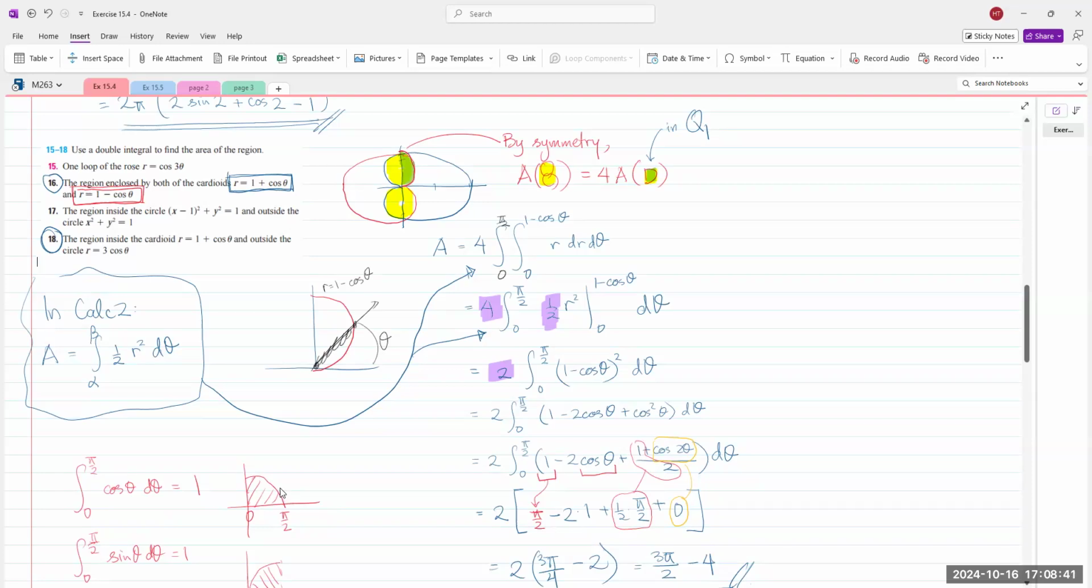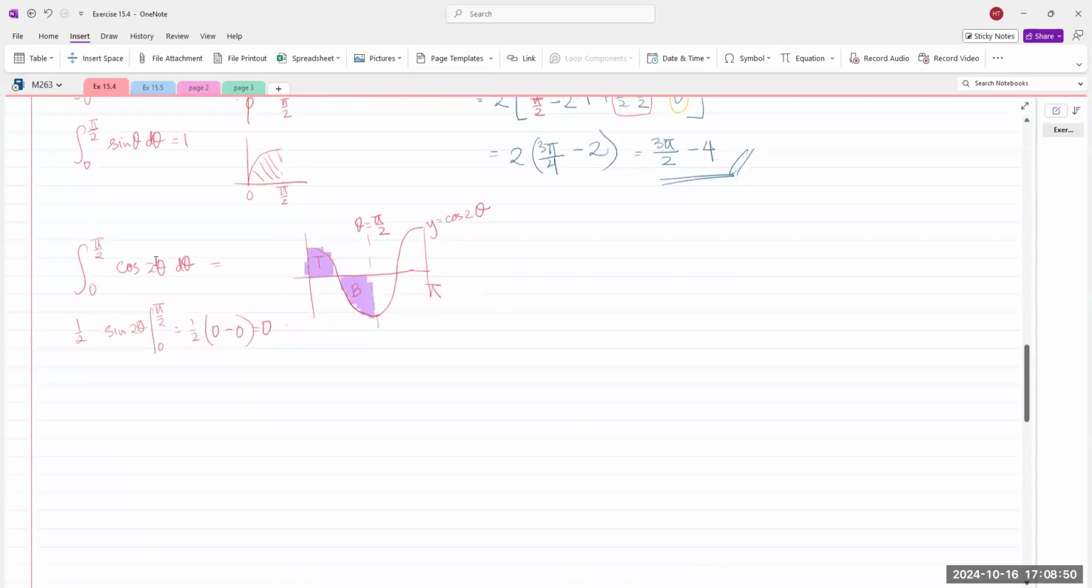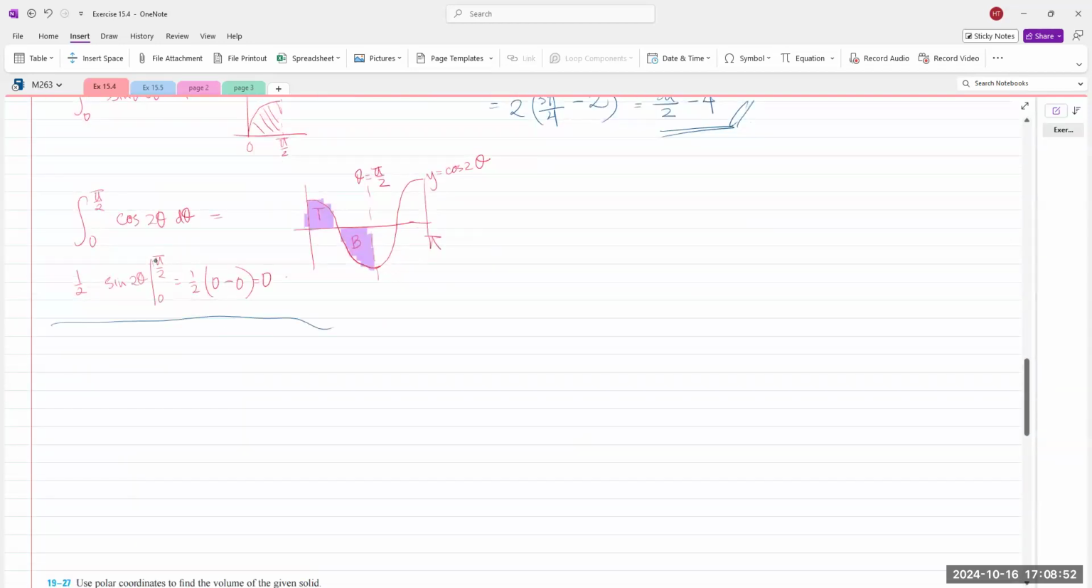Okay, number 18, find the area inside the cardioid and outside the circle r equals 3 cosine theta. Let me try to remember the question. So we have two curves. The first one is the cardioid r equals 1 plus cosine theta. That's the one that looks like this.